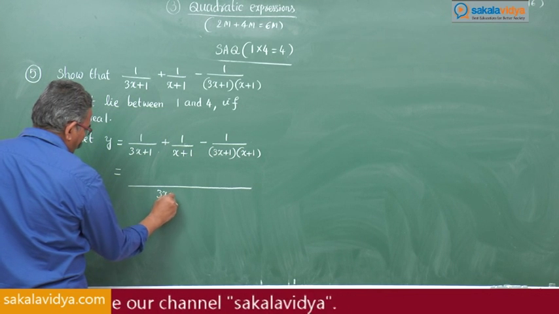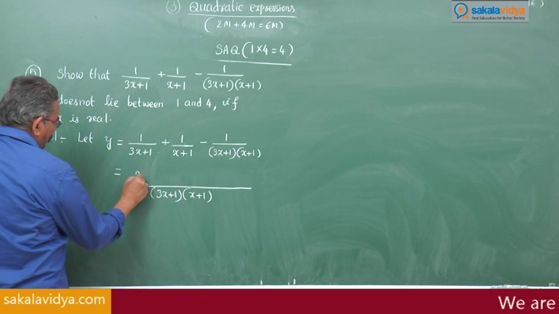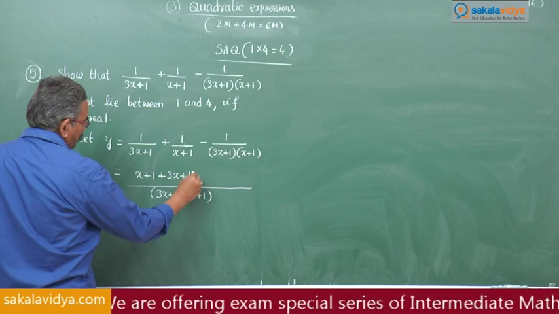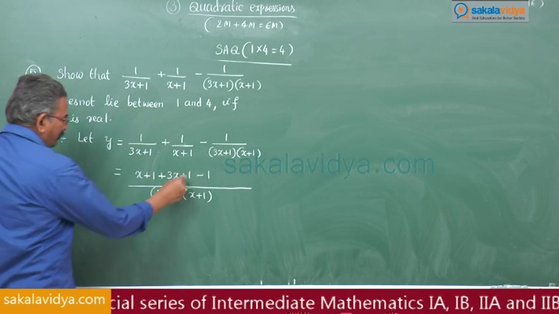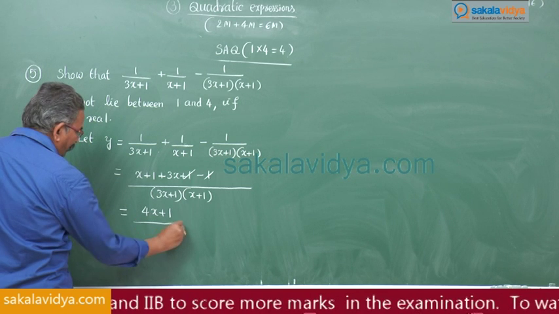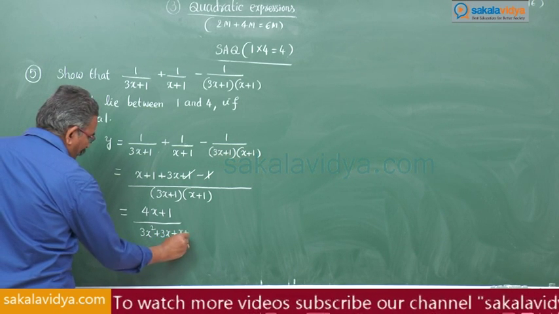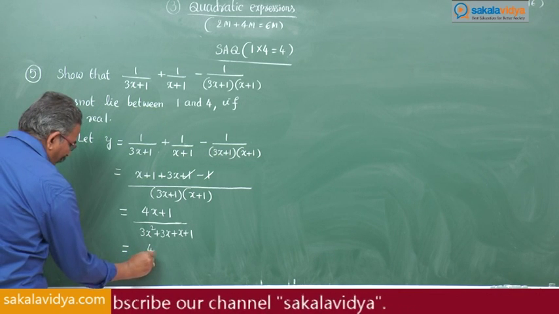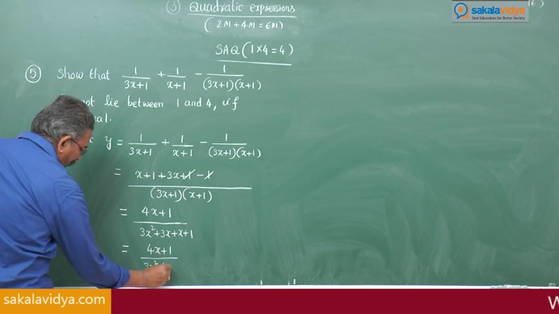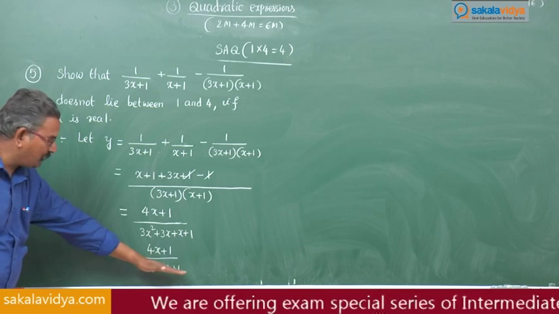Now here the LCM is (3x+1)(x+1). So this becomes (x+1) + (3x+1) and this is minus 1. It's very clear, plus 1 minus 1 gets cancelled. We have (4x+1)/(3x² + 3x + x + 1). So this is equal to (4x+1)/(3x² + 4x + 1).